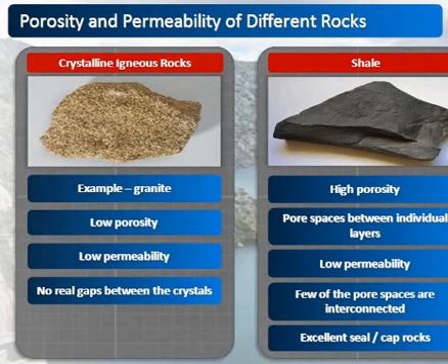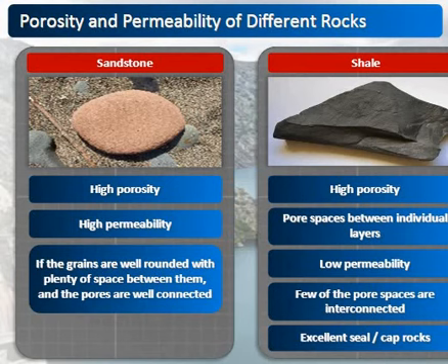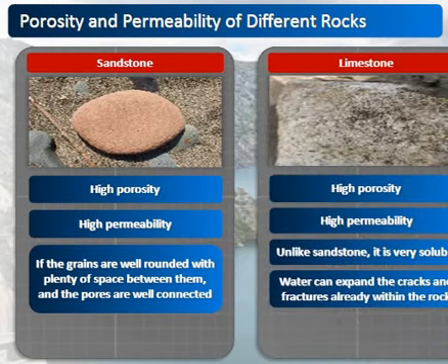Sandstone, as previously mentioned, can have both high porosity and high permeability. This is the case if the individual grains are well rounded, with plenty of space between them, and the pores are well connected. Limestone will also typically have high porosity and high permeability. However, unlike sandstone, it is also very soluble, meaning it can dissolve in water much more easily than other types of rock. This is yet another way limestone achieves high permeability and porosity. Water can expand the cracks and fractures already within the rock.